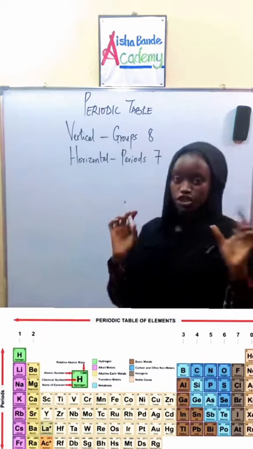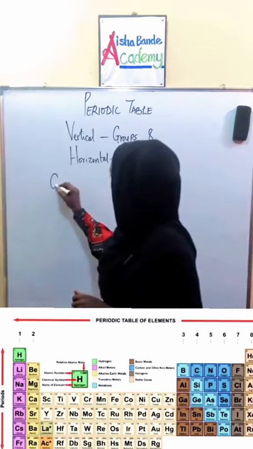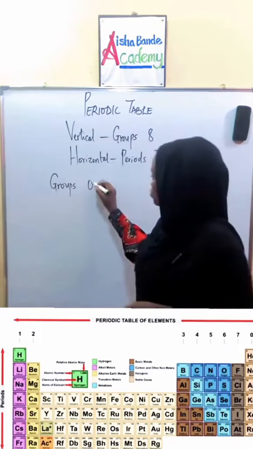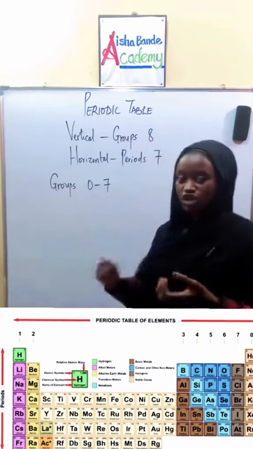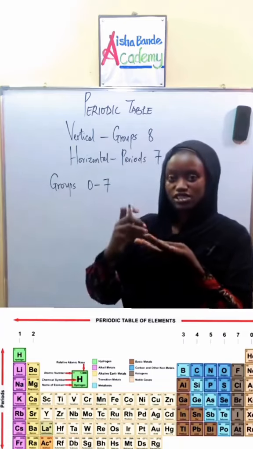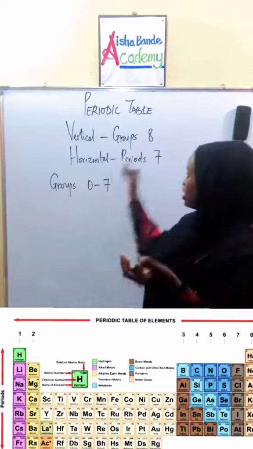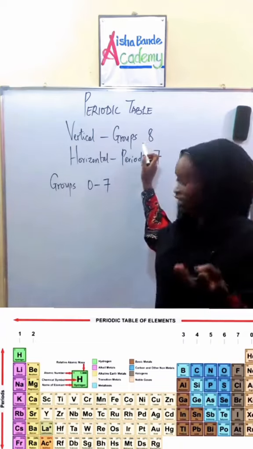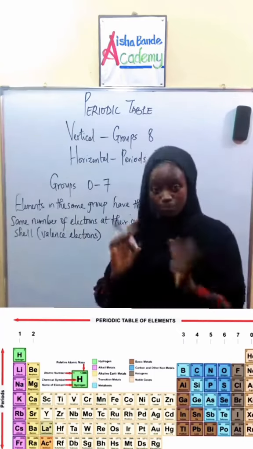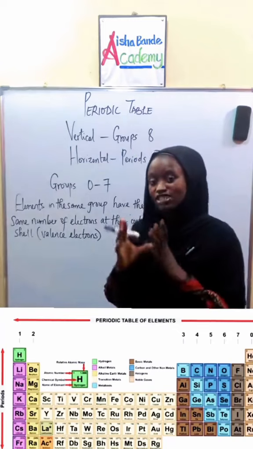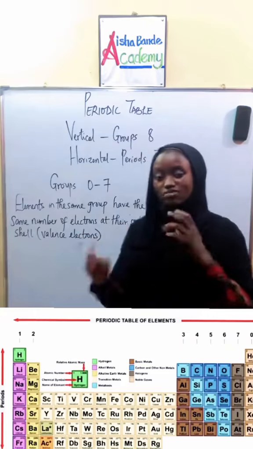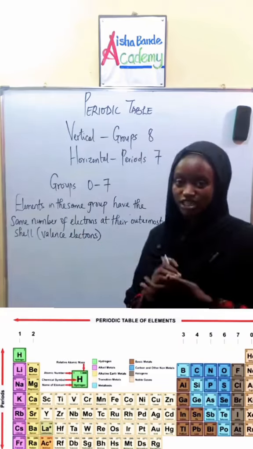So let's briefly talk about the groups. The groups in the periodic table are numbered between 0 to 7. That is 0, 1, 2, 3, 4, 5, 6, 7. That means we have them in 8 groups. So they are numbered from 0 to 7. Also, elements in the same group have the same number of electrons at their outermost shell. What that means is that they have the same number of valence electrons.